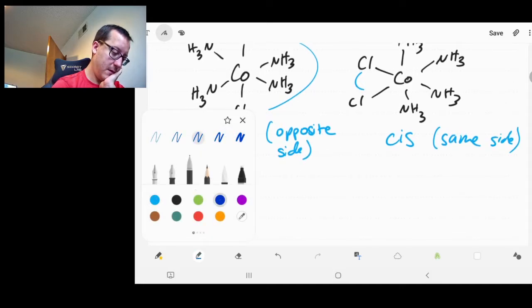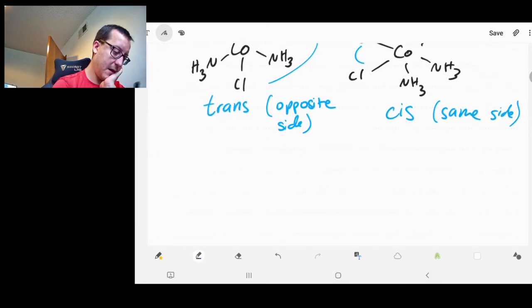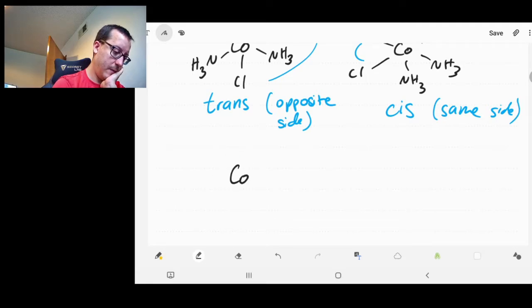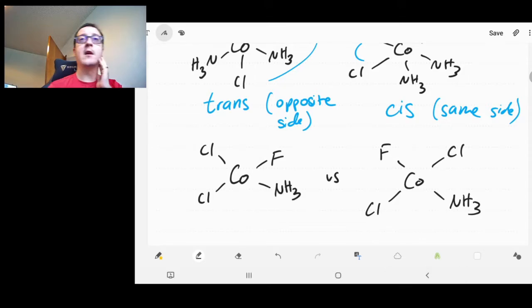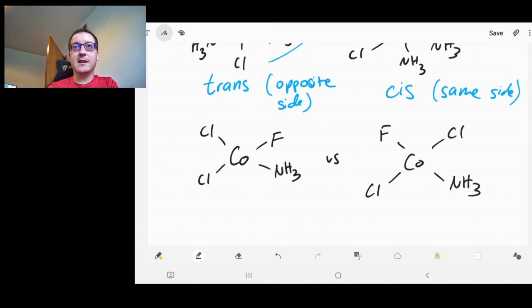For example, if we had something like, I don't know, this is a bad example. Let's not use iodine. Let's use ammonia. Okay, so with a square planar complex like this, it's a little bit easier to see. So remember, square planar, we have two going backwards, two going forwards. They're all in the same plane as each other.